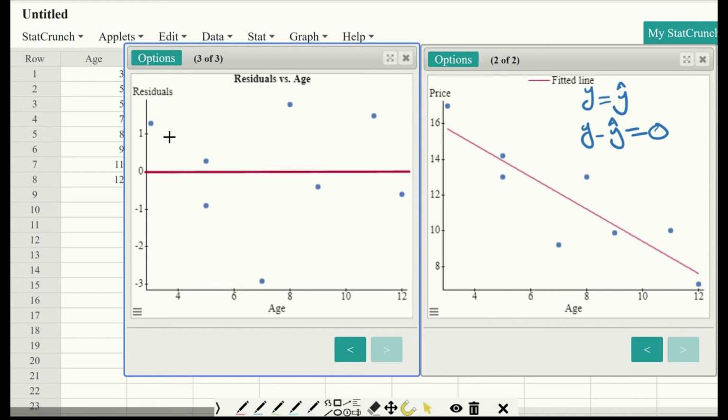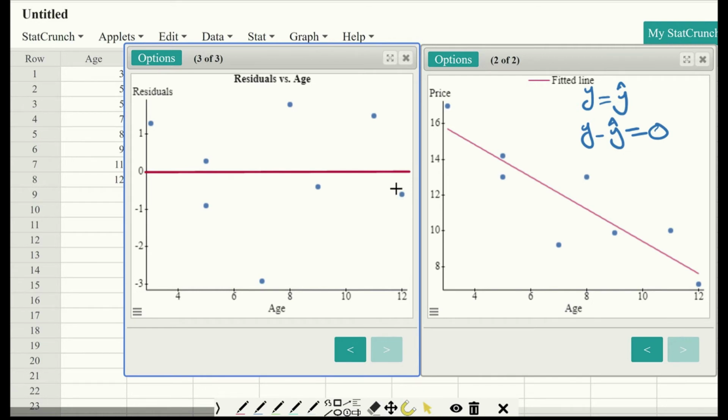Notice that if a residual graph is associated with a linear association, then you're going to get the residuals scattered around the 0 residual line in this manner, right? Notice that the spread of these points, right, the vertical spread of these points is kind of close to what the vertical spread of these points is.